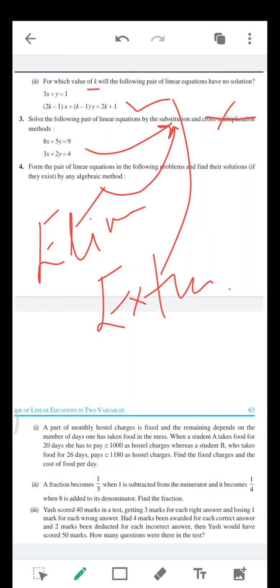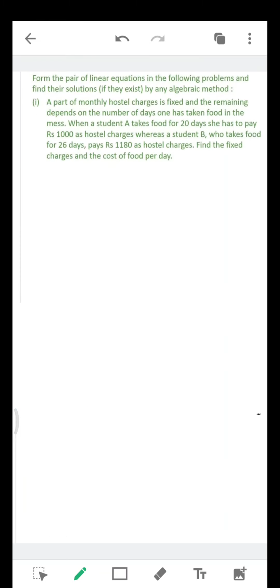Now, there are 3 bits which I have taken for today's session. So we'll see all the 3 bits one by one. Let's go to the first bit. In this bit you can see a part of monthly hostel charges is fixed and the remaining depends on the number of days one has taken food in the mess.